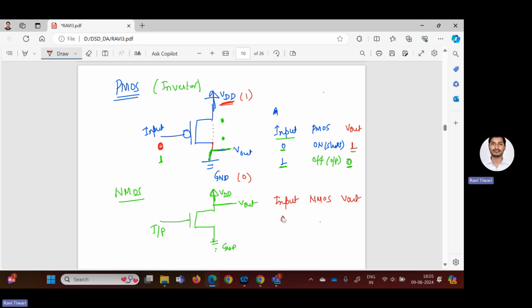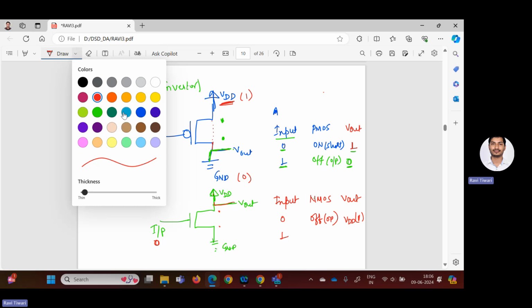Correct. So input can be either 0 or 1. If it is 0, that means it is off. Off means what? Open circuited, right? So it is open. Now here I am taking input as 0. NMOS is what? Open circuited like this. There is no connection of V out with the ground. There is only a connection of V out with what? VDD. So I can say this is VDD, or I can say 1. Both are same thing.